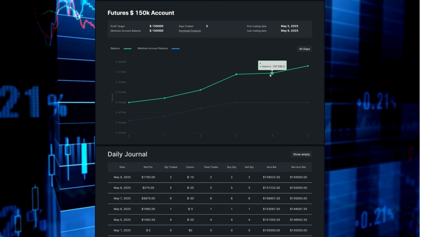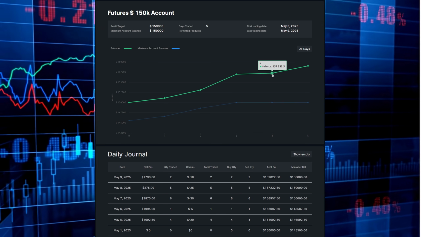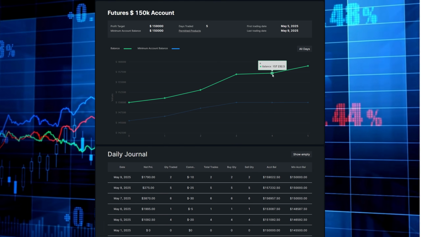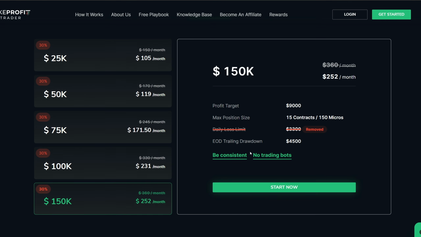So any day after the drawdown is above that, you actually gain more and more drawdown. For instance, if you look right here on day number 4, I had $7,232.50 of drawdown, even though when you look right over here, it shows you only have 4,500. And that's because of the way Take Profit Trader adjusts their trailing drawdown.